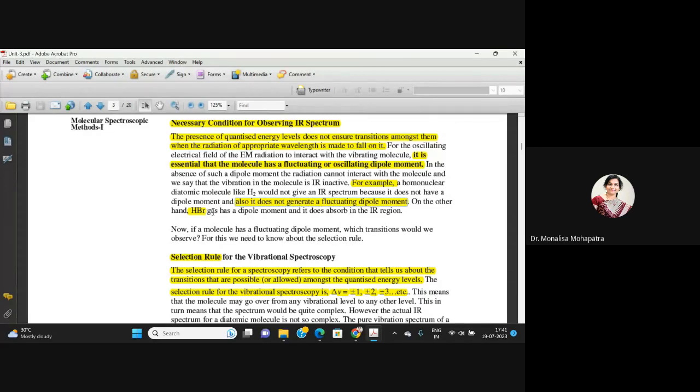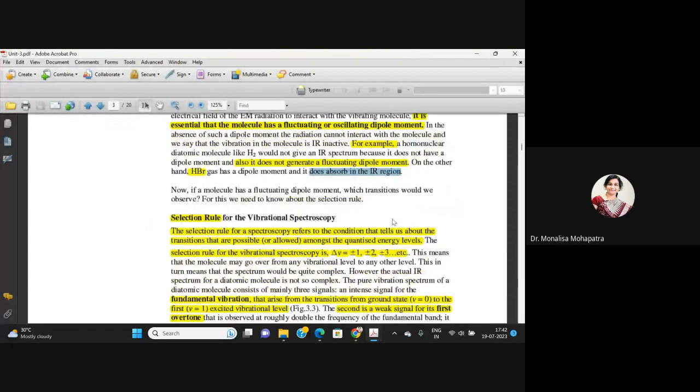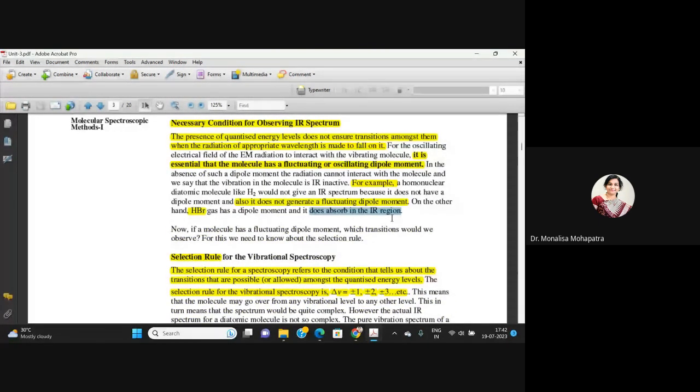However, if you see HBr or HCl, HF, these will show a dipole moment. So they absorb IR region radiation and they will show an IR spectrum. So this kind of molecule you can study through IR spectroscopy. The molecules which have an oscillating dipole moment can be studied through IR spectroscopy.